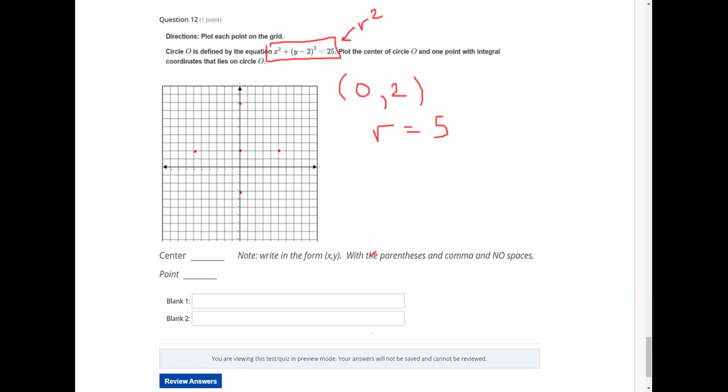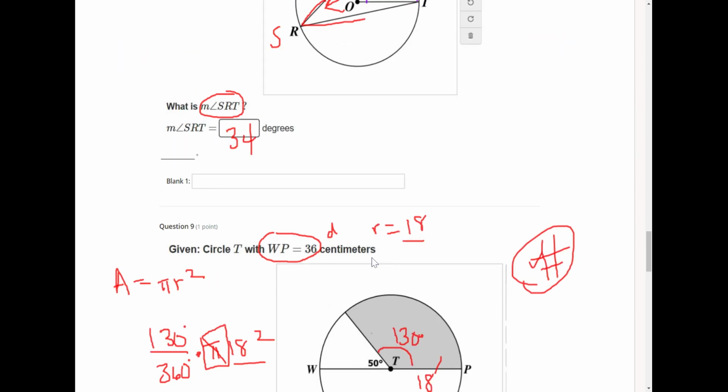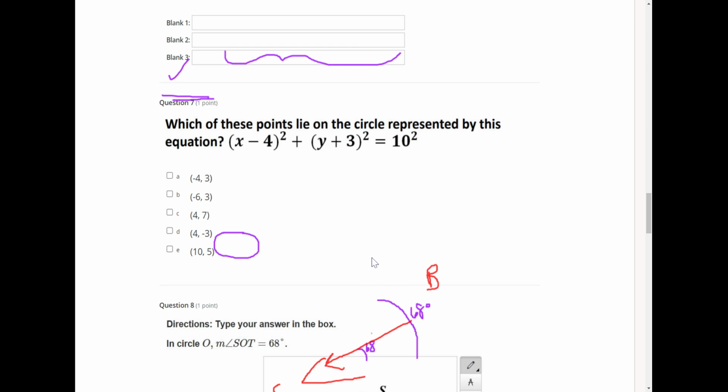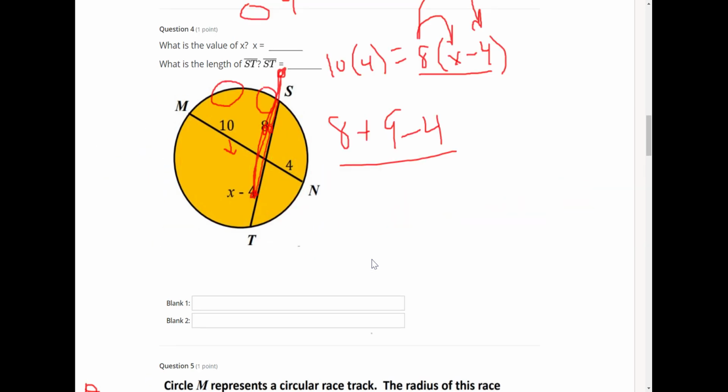Do you need to go back to any other ones? Did we miss any? We're not going to worry about question 10. That's like next level. Nobody's got time for that in 2020. That'll be the bonus question.